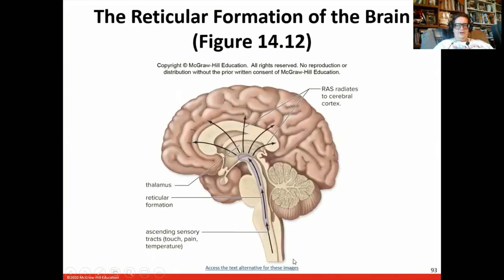So this is what we're talking about, coming right through the brainstem. We have the reticular formation, reticular area, and it's going to send fibers out through the whole dang brain.